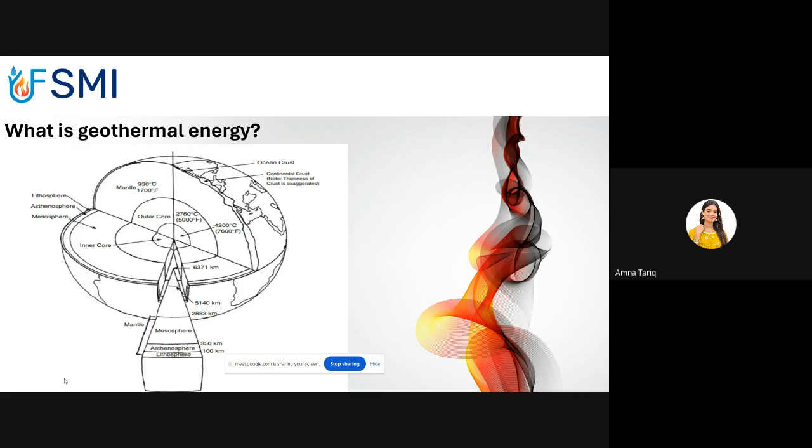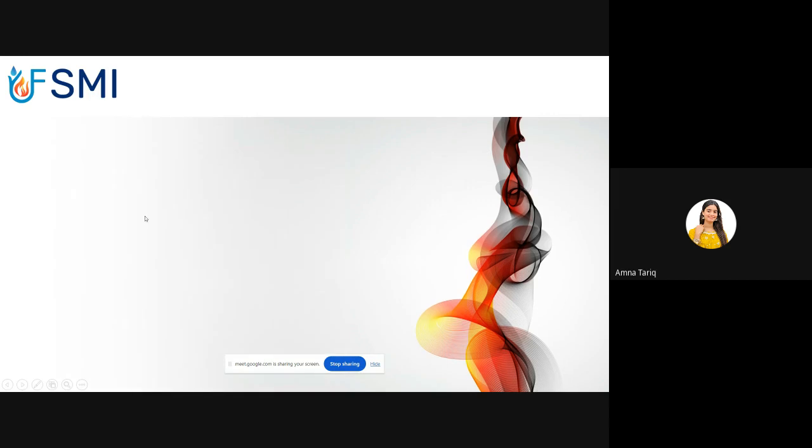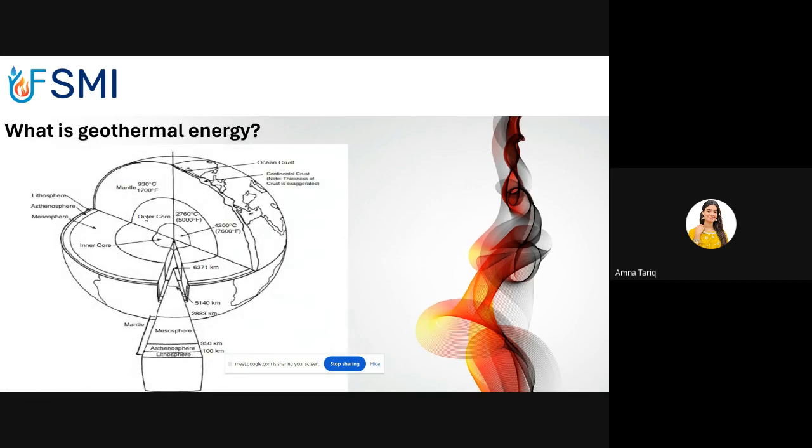The energy from this heat source is called geothermal energy, which is being captured and used in various applications. Okay, this is the outer core. Now we discuss the inner core. Now this is the outer core. The outer core, or the magma, is surrounded by the mantle, approximately 2,897 kilometers thick. It is made of magma and rocks.